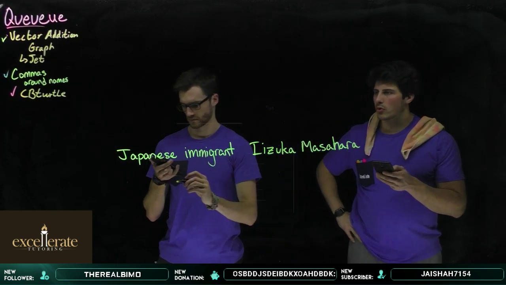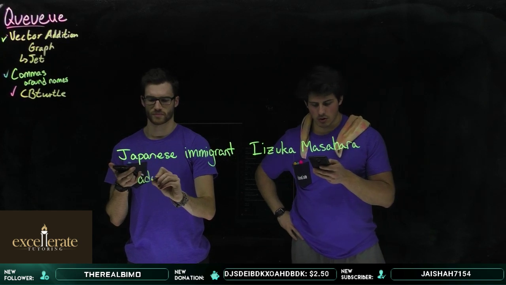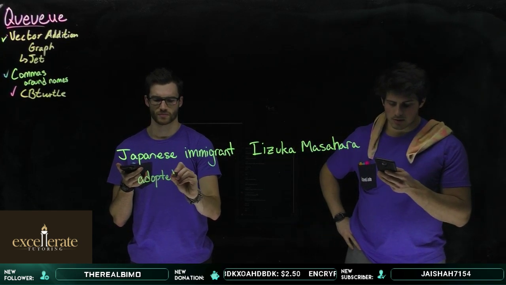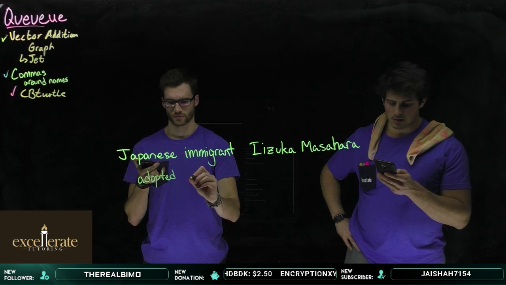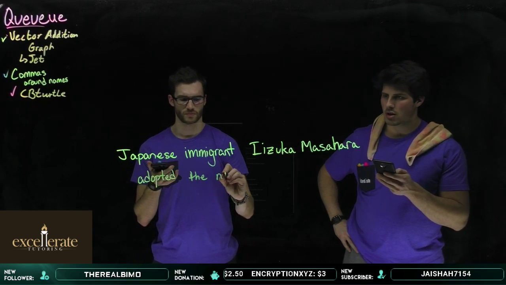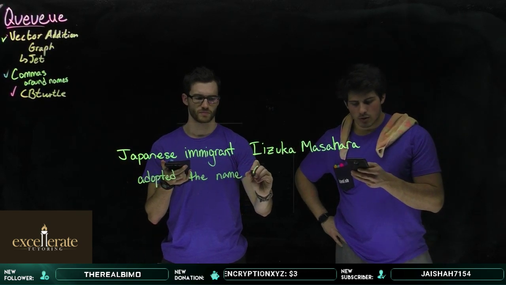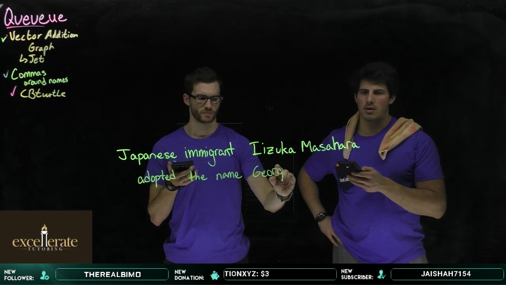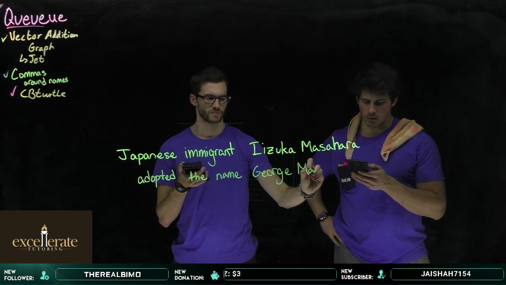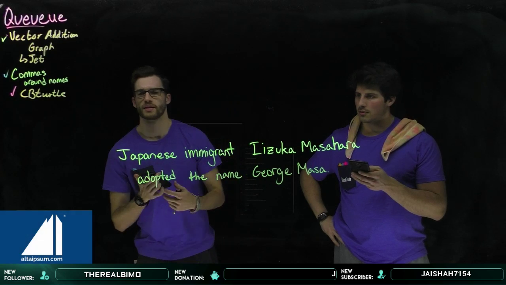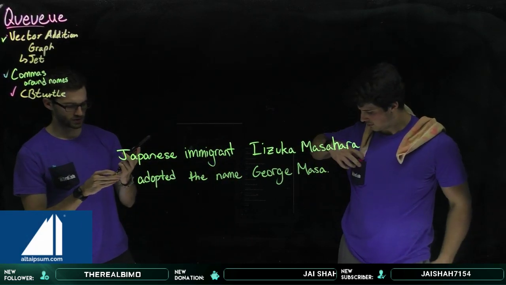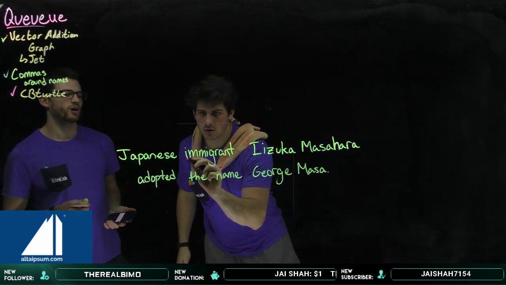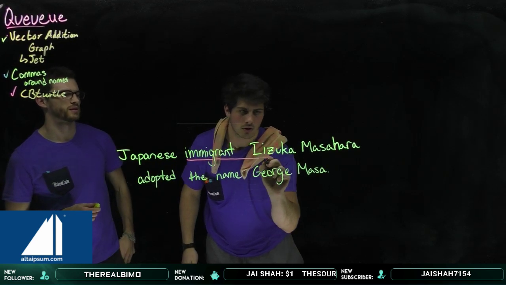And immigrant, Izuka Masahara is the underlined portion. And there are currently commas around Izuka Masahara. We'll see what the different options here are. It's also mostly comma questions. Yes. Unsurprisingly, we have another comma question. Comma questions are difficult.